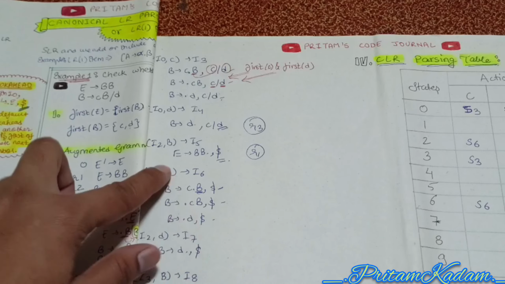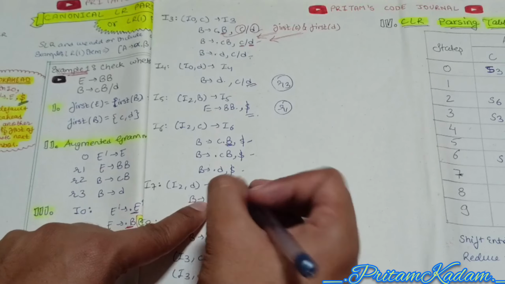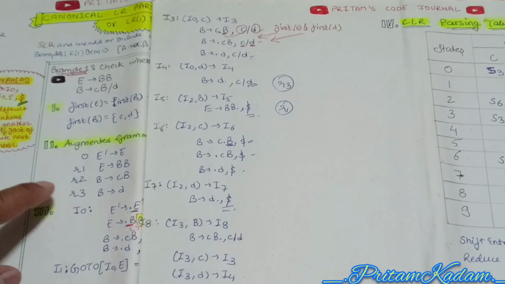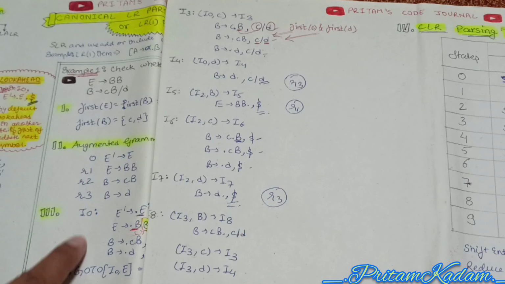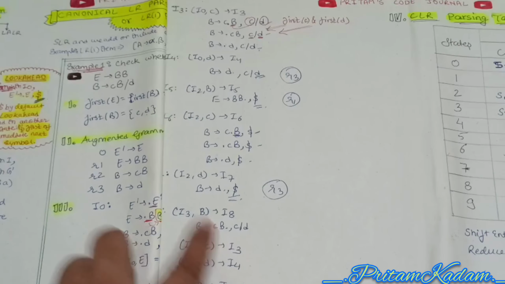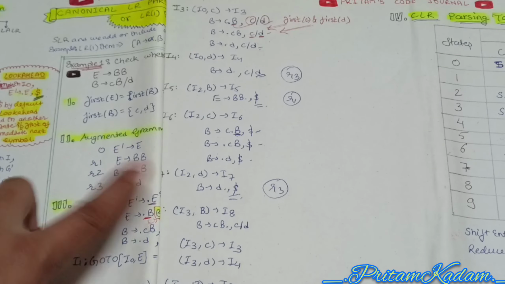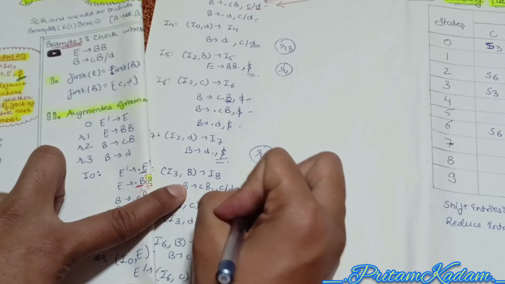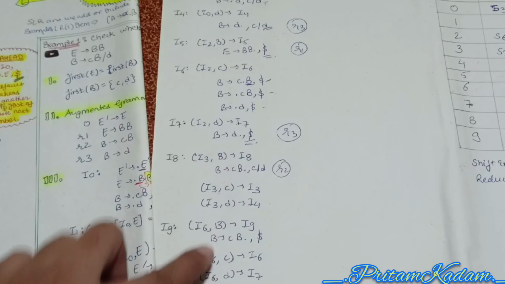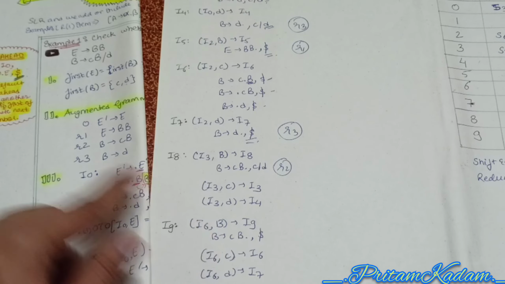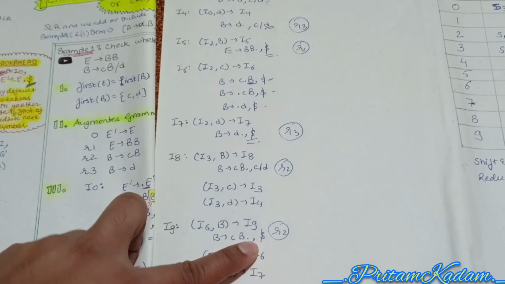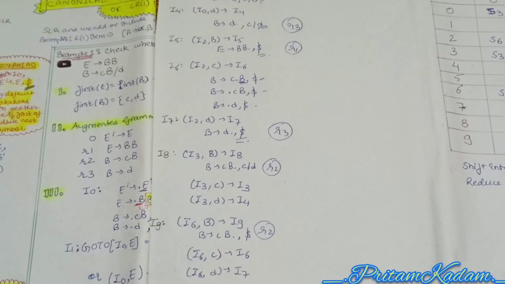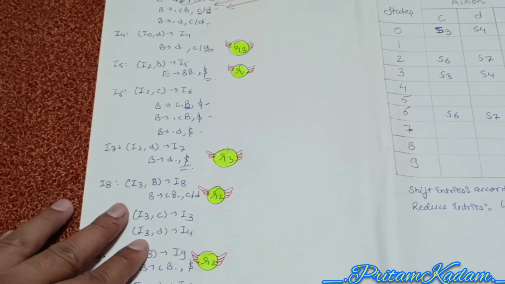Okay. Now next complete state is this one. B gives D dot. Okay. So which is R3 again. So I will write R3 over here. Now B gives CB dot, which is R2 state. So I will write R2 over here. Okay. Now we have B gives CB dot, which is again R2 state. So I will write R2 over here. Okay. Now we have marked the complete states with the R1, R2, R3.